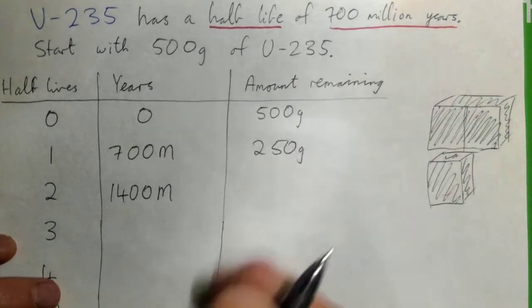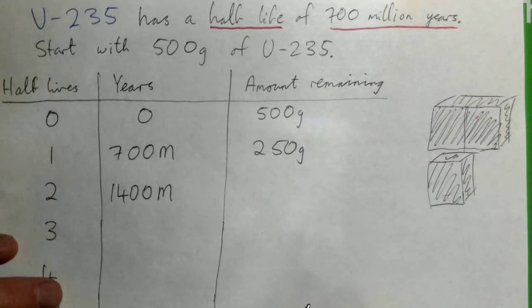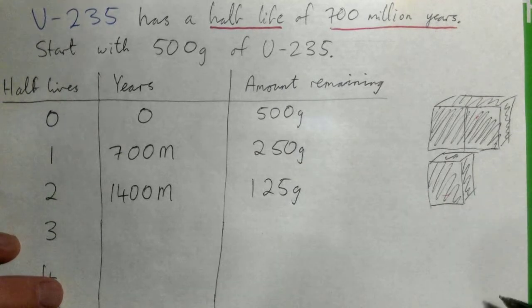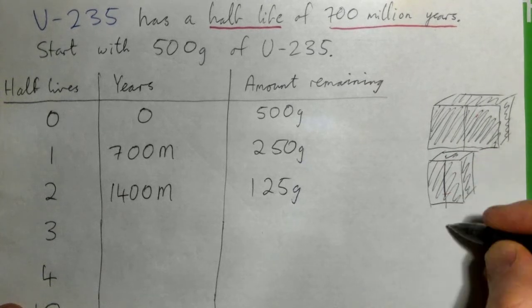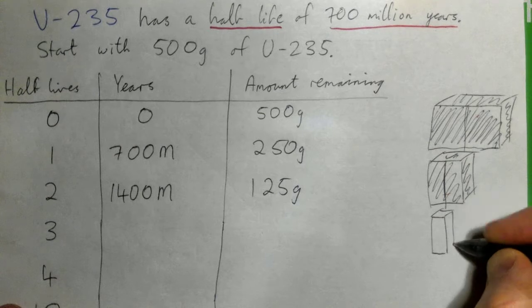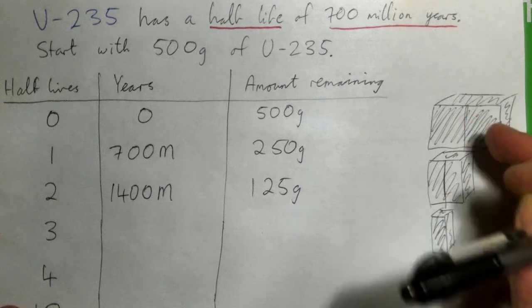Okay, and how much do we have remaining now? 125 grams? Yes, 125 grams. Good. And it looks like this. It's half of this again. You take this one, you split it again. You take this one, you split it in half. And this is what we have. Another half of a block, right? It's actually a quarter of what we started with, right?